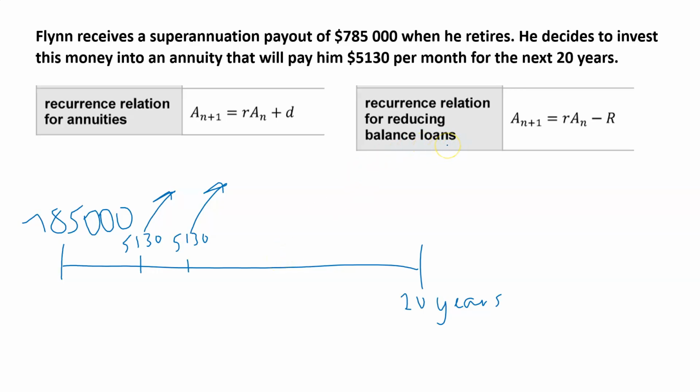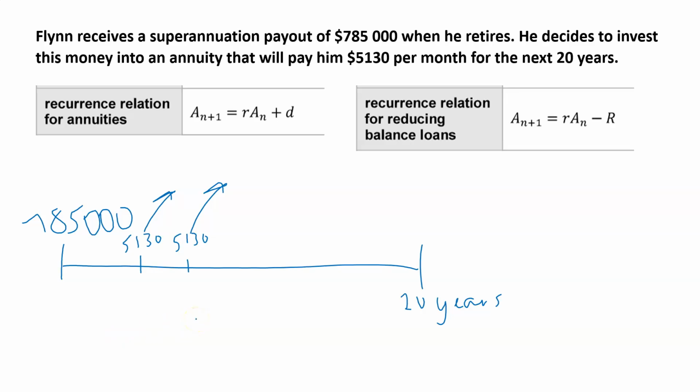Let's have a look at our recurrence relation for a reducing balance loan. It says to multiply the previous amount by the growth factor. That will increase it by the interest rate. That's fine. And then it says to minus the repayment, or payment in our case. That recurrence relation is going to model this situation because we have the $5,130 coming out of our account. So you need to be very careful with your annuities and modelling them using a recurrence relation, that you don't just automatically go to this formula that's on your formula sheet because it doesn't actually apply to all our annuities.